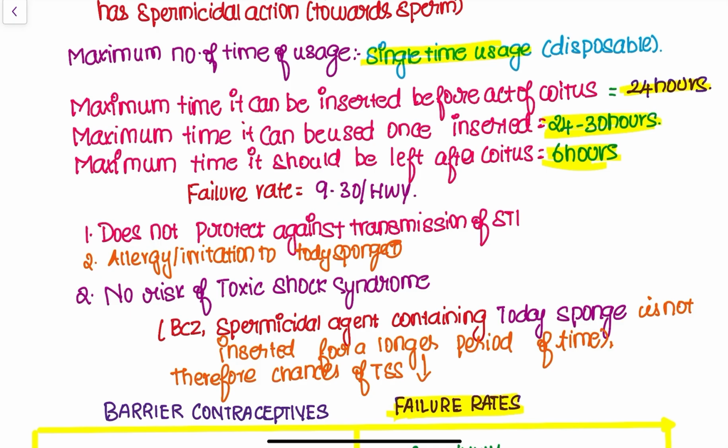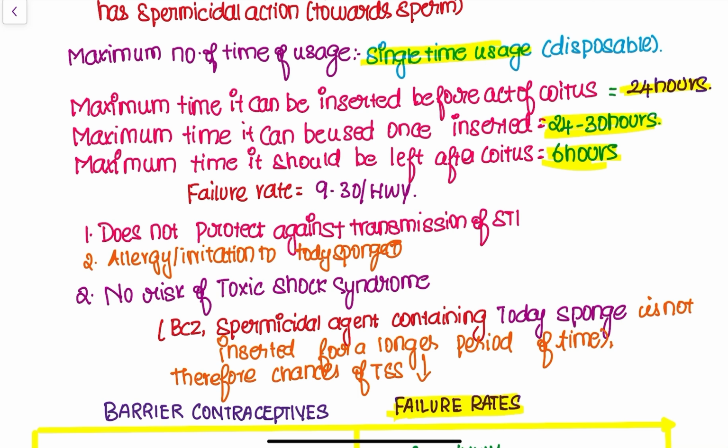And the second point is that certain people might have allergy or irritation to these polyurethane made barrier contraceptives, right? And the most important differentiating feature between diaphragm and today's sponge is that there is no risk of toxic shock syndrome in patients who are using today's sponge. You may have a doubt now: you told me that in patients who are using diaphragm, there is risk of toxic shock syndrome, but in patients using today's sponge, there is no risk of toxic shock syndrome.